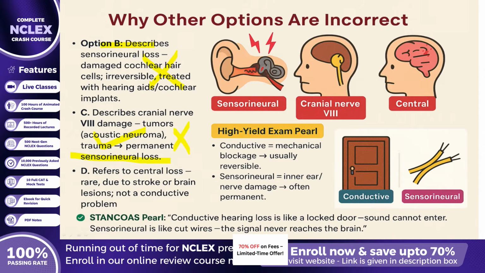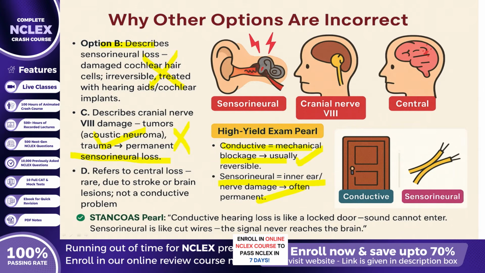remember these high-yield pearls. Conductive hearing loss always involves the external or middle ear and is often reversible. Sensorineural hearing loss involves the inner ear or nerve and is often irreversible. In Weber and Rinne tuning fork tests, conductive loss shows bone conduction greater than air conduction and lateralizes to the affected ear, whereas sensorineural loss maintains air conduction greater than bone conduction but lateralizes to the unaffected ear.